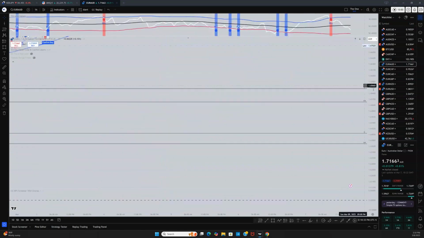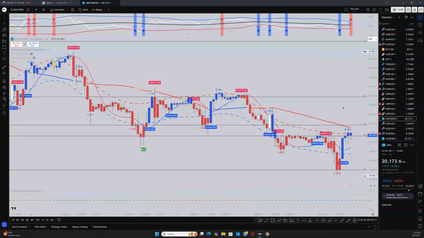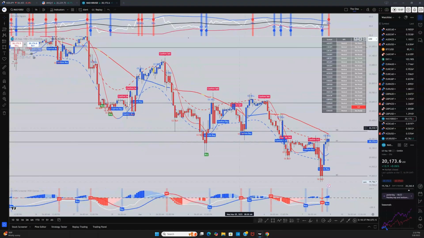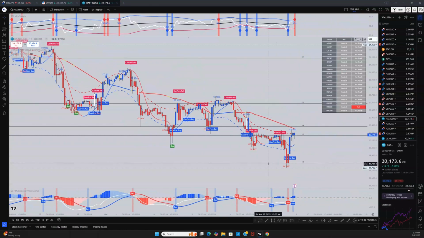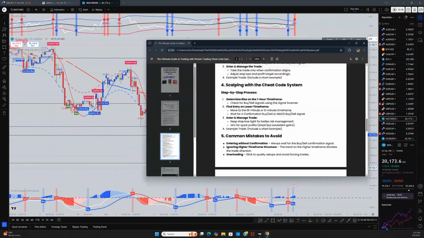Now, let's go to the 1 hour time frame. We're going to go to NASDAQ, okay? Because a lot of you are interested in scalping. So we're going to talk about scalping. How to use the cheat code for scalping. Right? Determine the bias on the 1 hour time frame.